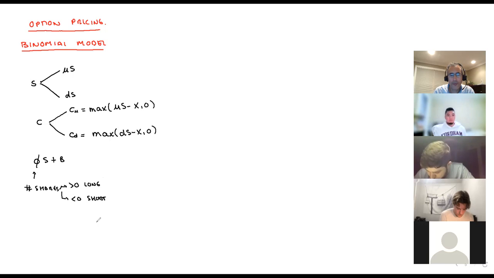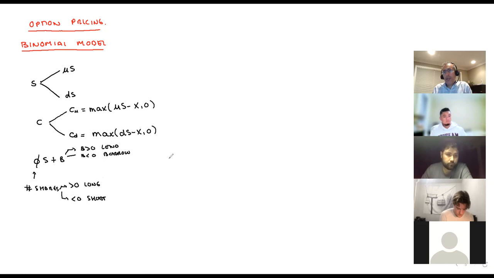And B, if it's larger than zero, simply means I lend money. And if B is smaller than zero, this implies I borrow money. Okay? So at time T, what is my wealth? My wealth is made of shares at the market price, and the money that I have in the bank, or the money that I owe to the people. Make sense?